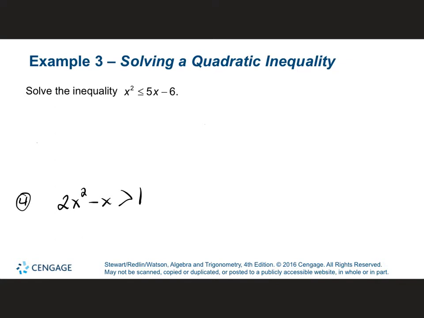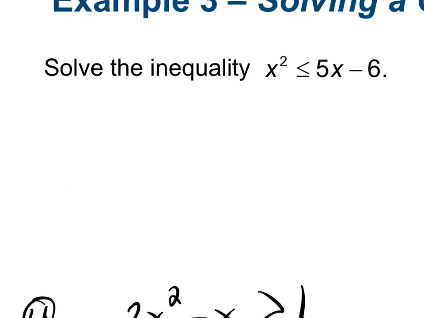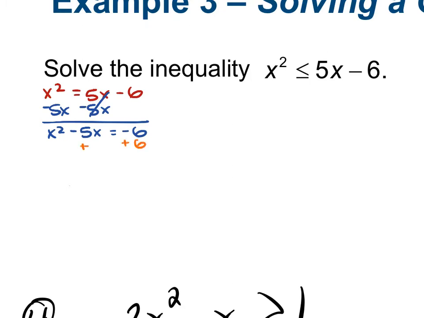So if we look at the first example, we have x squared is less than or equal to 5x minus 6. I'm going to change this into x squared is equal to 5x minus 6, and then move my terms over. So I would subtract the 5x from each side. I have x squared minus 5x is equal to negative 6. Then I would just add the 6 to each side to get x squared minus 5x plus 6 is equal to 0. From here, I'm going to factor.